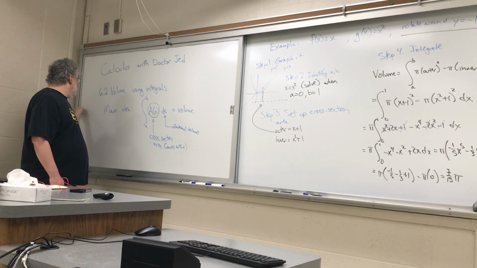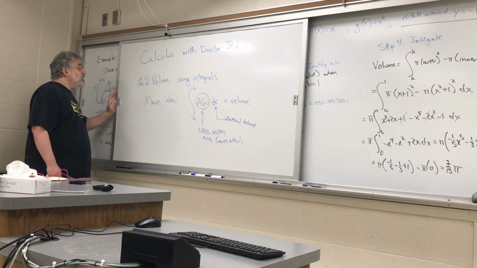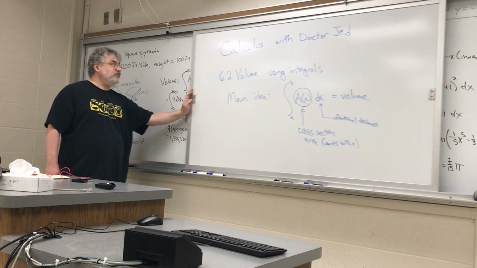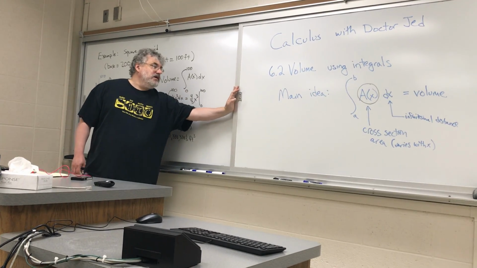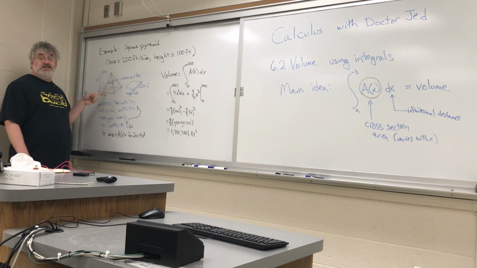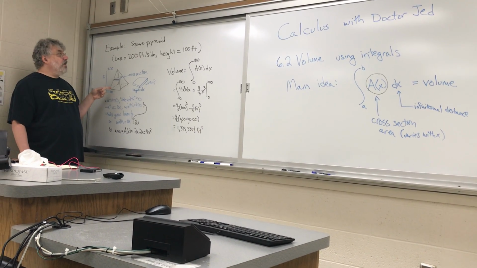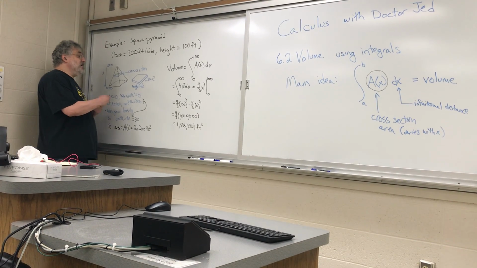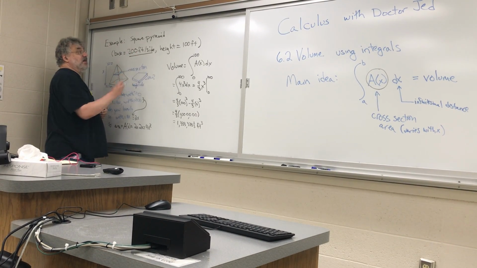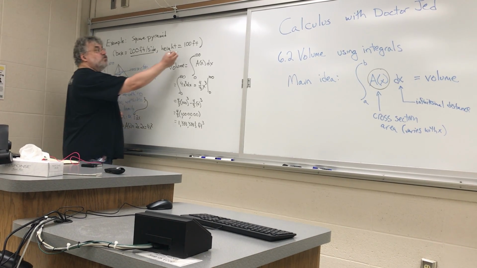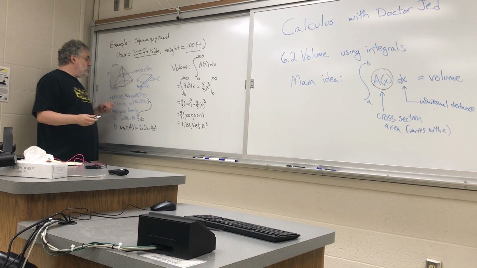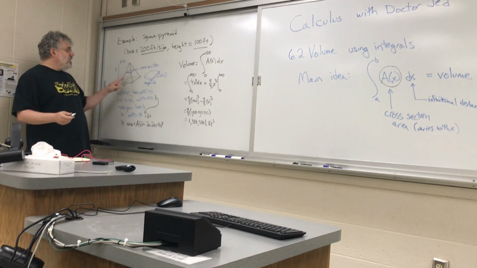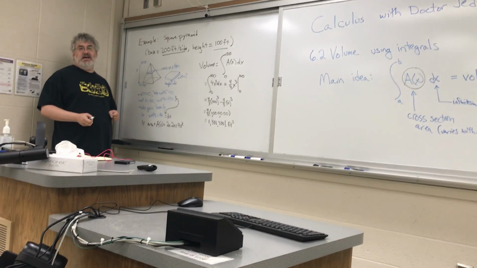The first one is a classic example. We're going to build a pyramid. So the pyramid looks like this. It's a square pyramid. I'm going to say, just for argument's sake, the base is 200 feet on each side. The height is 100 feet. So look at that. We've got 200 feet each way here, and that's 100. The question is, how much volume is that?